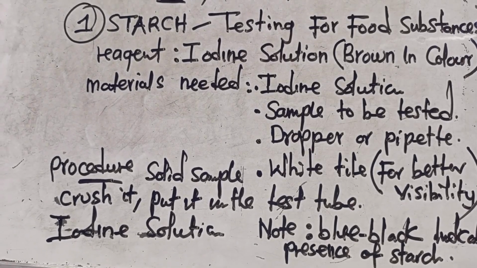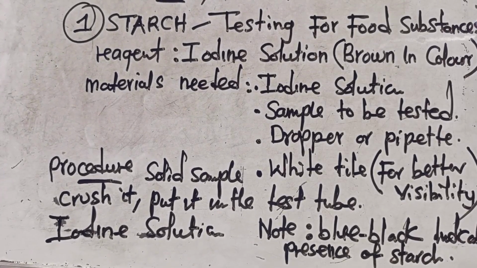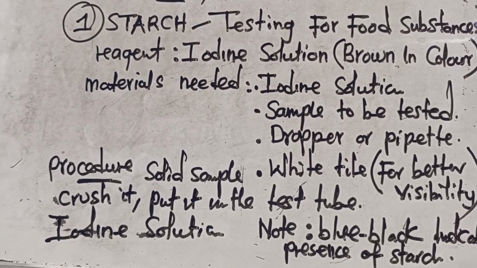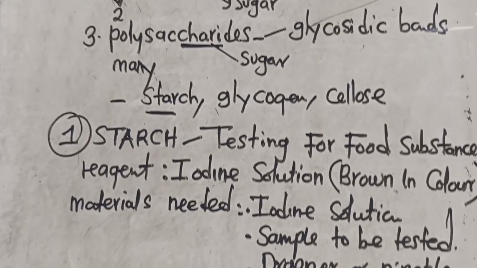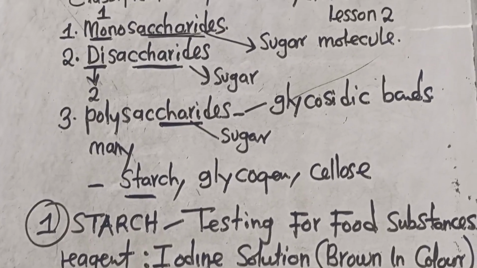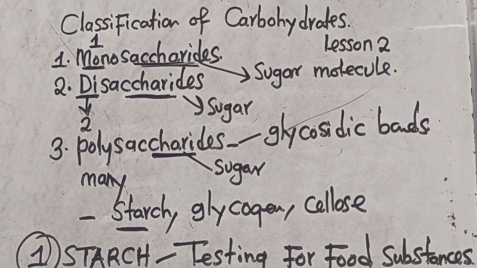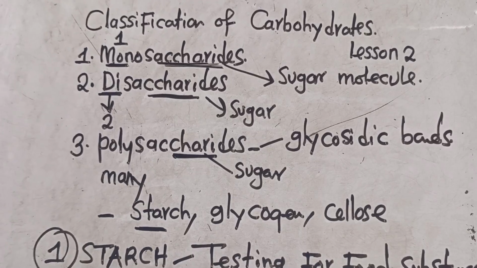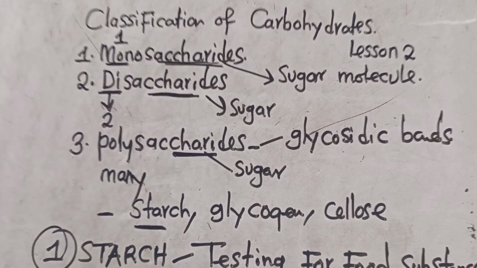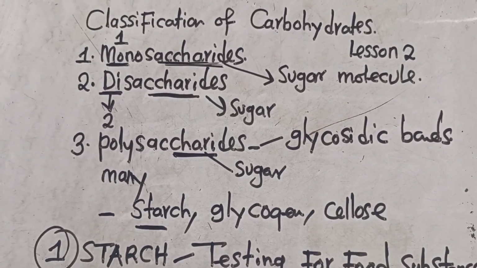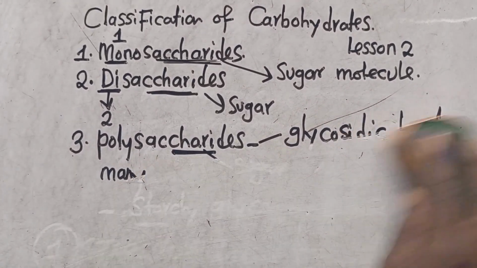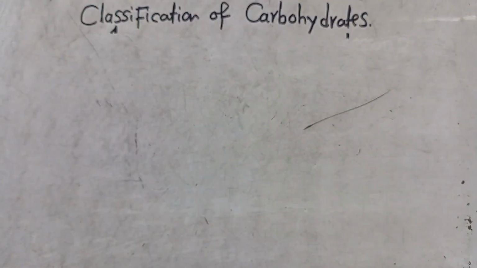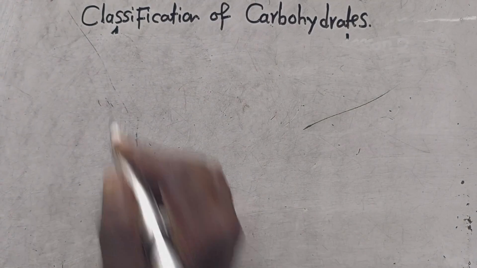The next thing that I want us to look at is what we call the test for reducing sugars. These are things that come up in practicals, and I just want us to look at them so that we have a clue of things we get to expect when you are testing food substances, whether testing for starch or testing for reducing sugars.